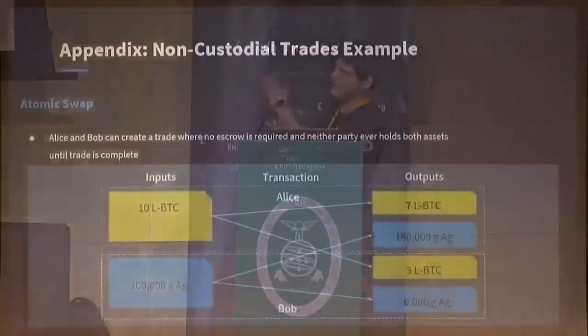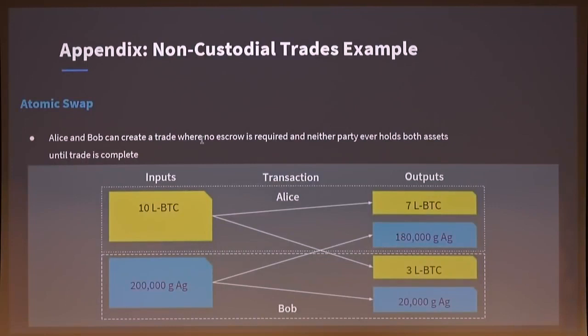Yeah, about the trading on chain. This could be an example. But there's more ways to do it, but the thing is that in the same transaction, you give one thing and you receive the other, and the other party, vice versa, right? The other party receives what you give and pays what you receive. This would be with Liquid Bitcoin and Silver, for example. Just an example. But questions?